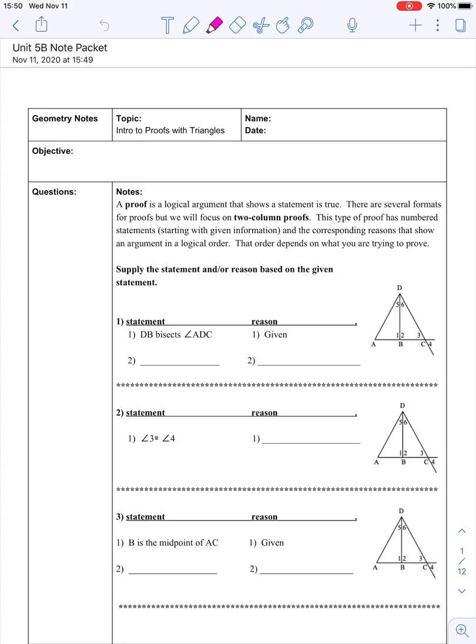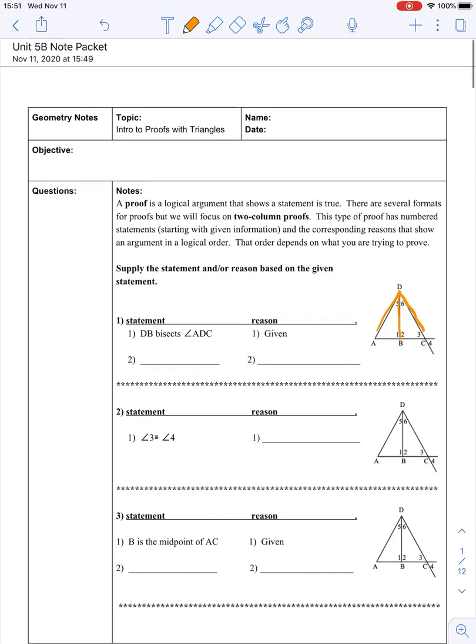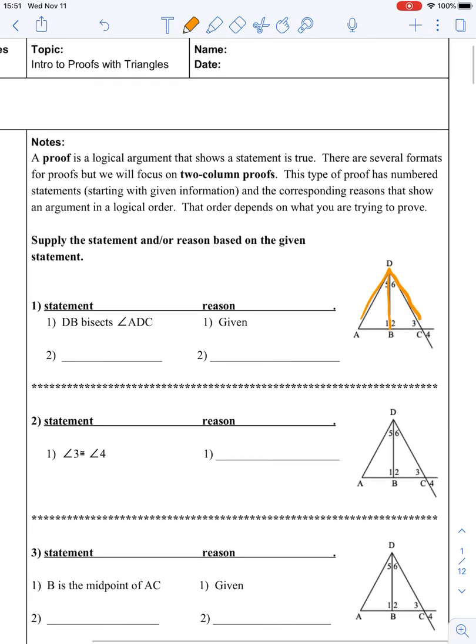So the first one says DB, which is a segment. So this DB right here bisects angle ADC. So angle ADC. And I think it's always good practice to draw on the picture so that you can see. So this line right here, DB, cuts this angle in half. That's what bisect means. Bisect means to cut in half, or to cut into 2 equal pieces.